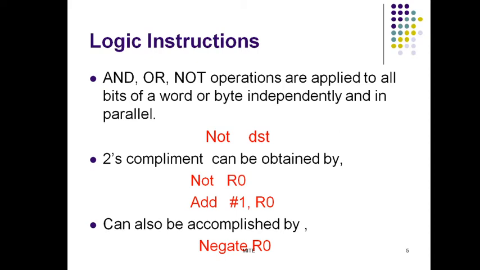So altogether it is nothing but finding the 2's complement. Okay, so this achieves the conversion. Also many computers have a single instruction, that is negate R0. This negate R0 also does the same thing that is done by these two instructions.